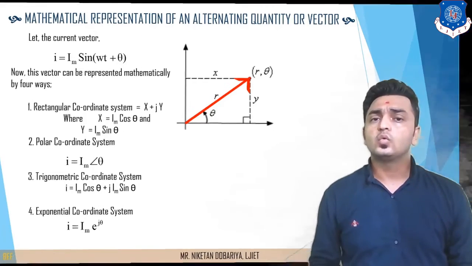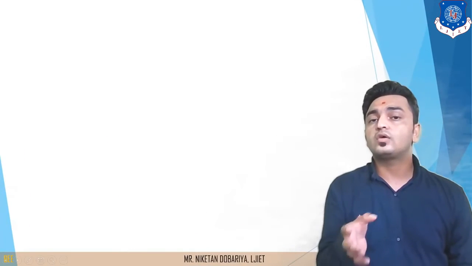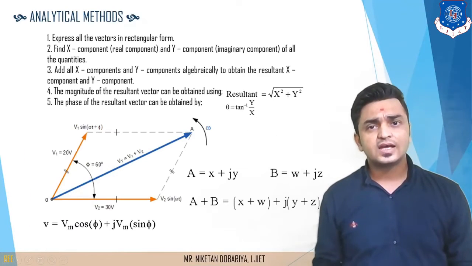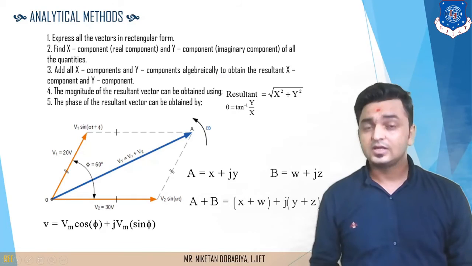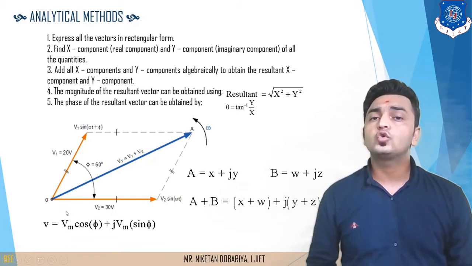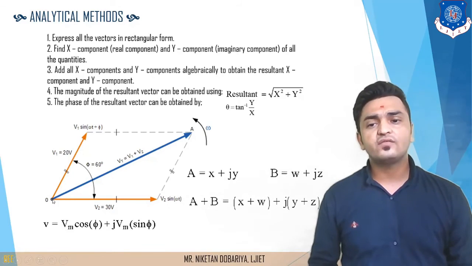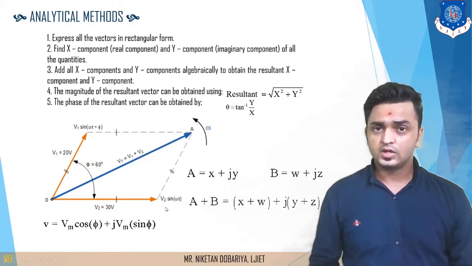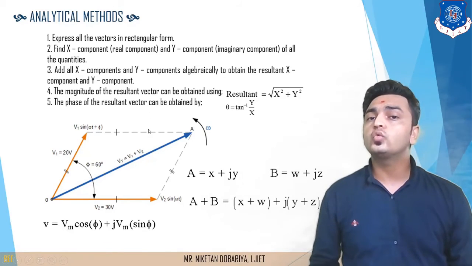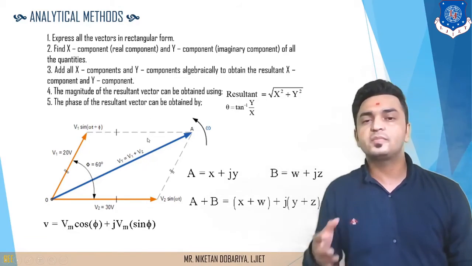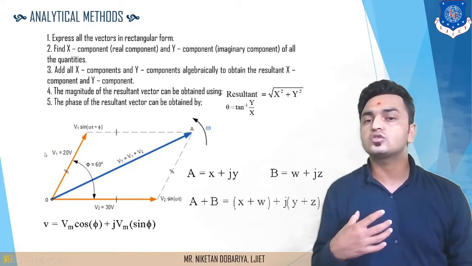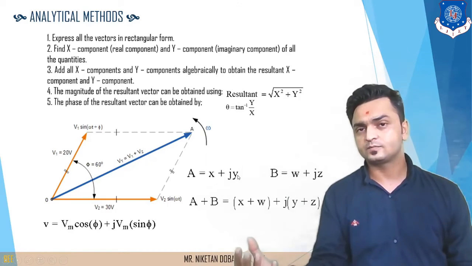Now here we are going to discuss the second method for addition or subtraction of two vectors, and that is the analytical method. For that, let's consider we have two vectors, mentioned over here in orange color. The first vector is v1, and the second vector is v2. Now we want to add these two vectors by the analytical method. Basically we are going to calculate the addition of these two mathematically.